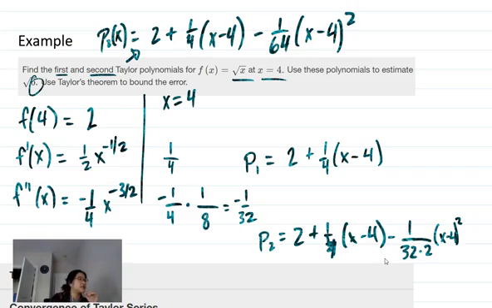Estimate root 6. So that means that we're plugging in 6 for x into P1 and P2. So I'll pause the video, let you do that, and then I'll come up with your number. I'll meet you back here in a minute.